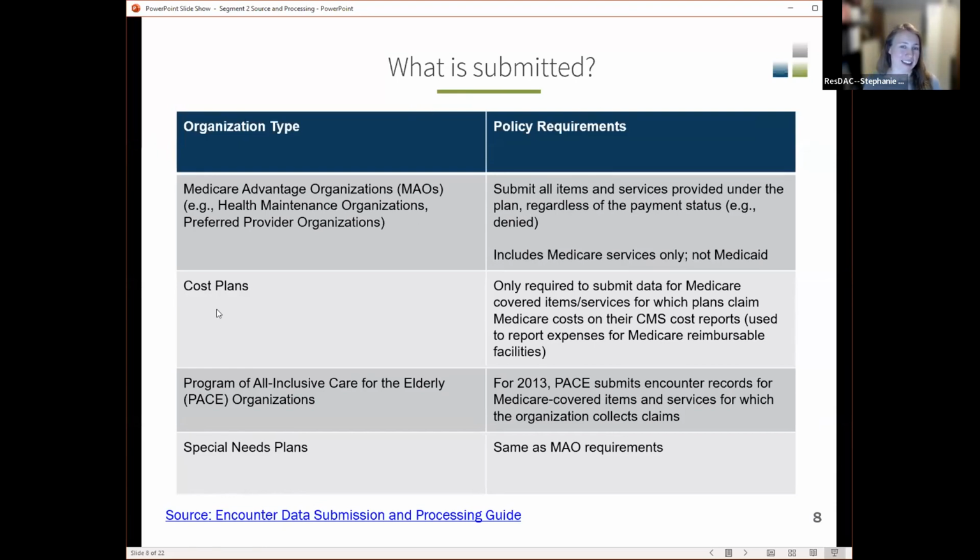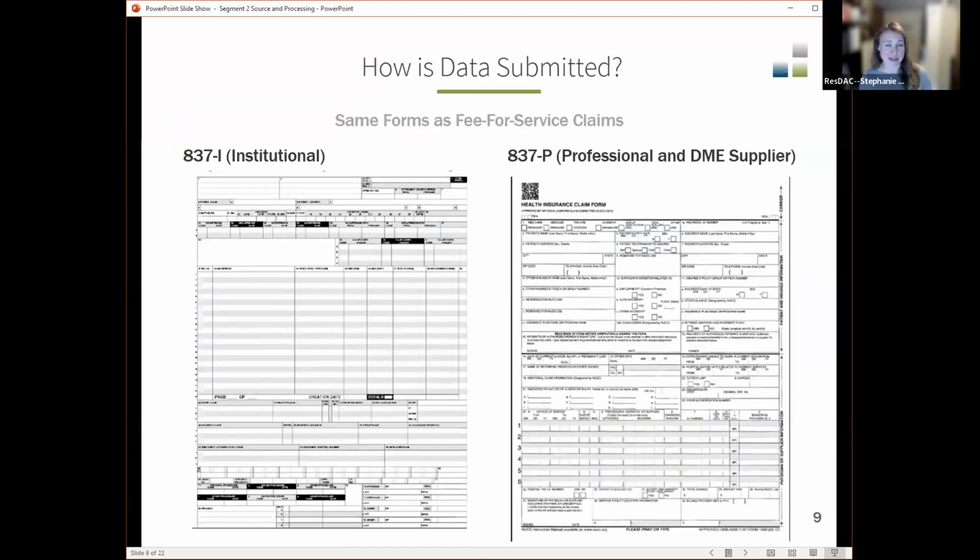Cost plans, we mentioned, are responsible for part of a Medicare beneficiary's care. So whatever part they're responsible for, they need to submit the data. But some of the beneficiary services will actually be billed directly to CMS, and they can be found in the fee-for-service data. You may have seen, now that encounter data research is getting out there, researchers may be limiting to particular plan types. The reason for that usually is about how the plan is administering the benefit and what they're required to submit. So it's not that they're not required to submit, but there may be reasons to limit. So how is the data submitted?